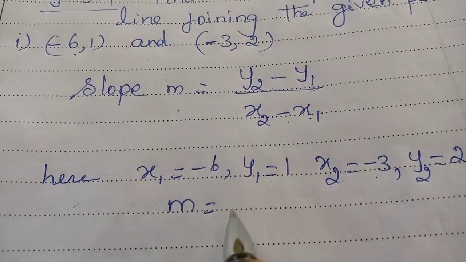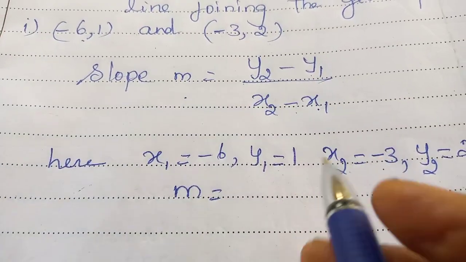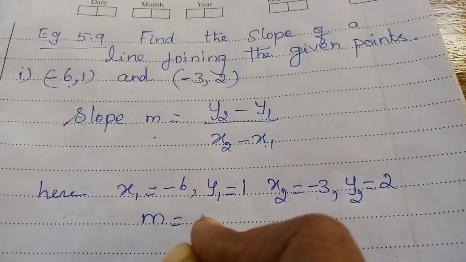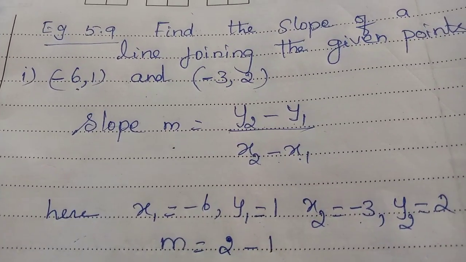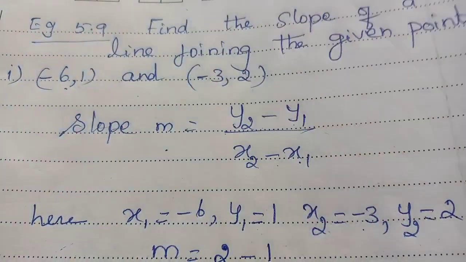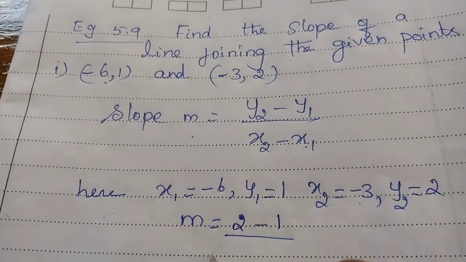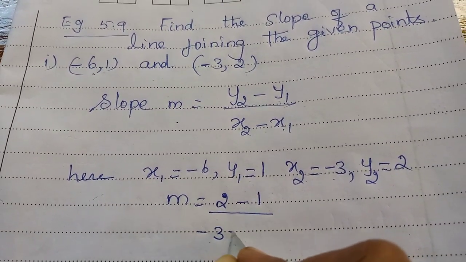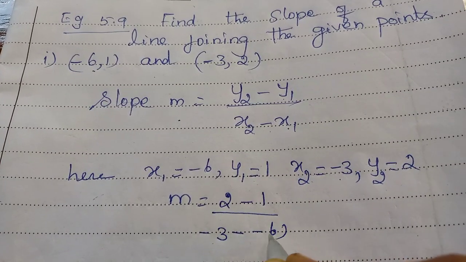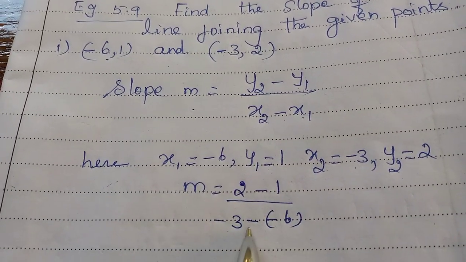So M is equal to y2 minus y1. What is the y2 value? 2 minus, what is y1? 1 divided by x2. What is x2? Minus 3. What is x1? Minus 6. Minus 6. Okay, this minus is the formula minus.